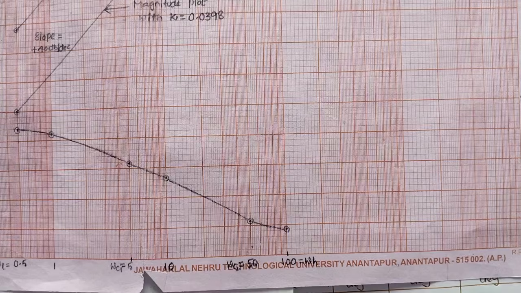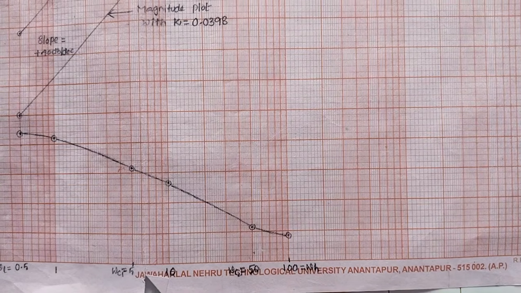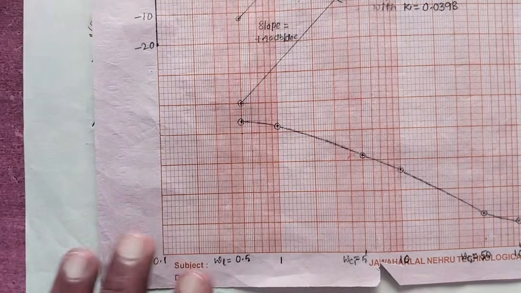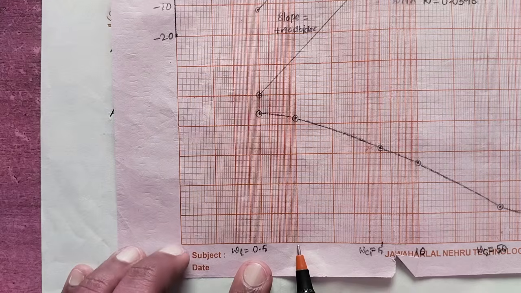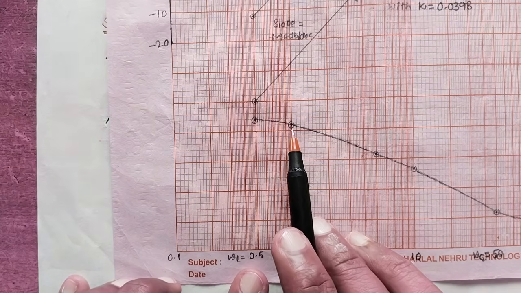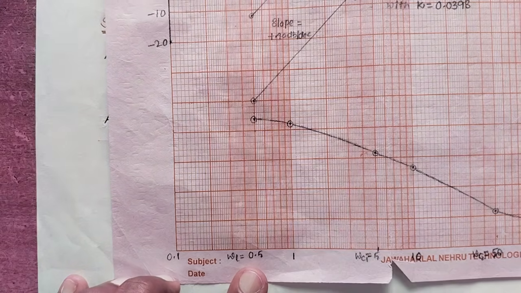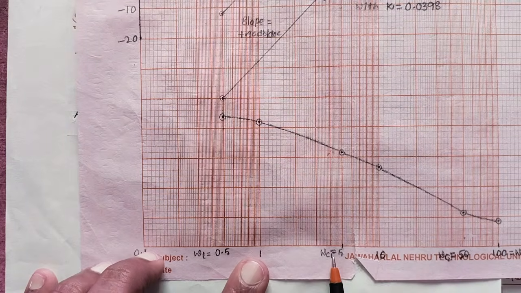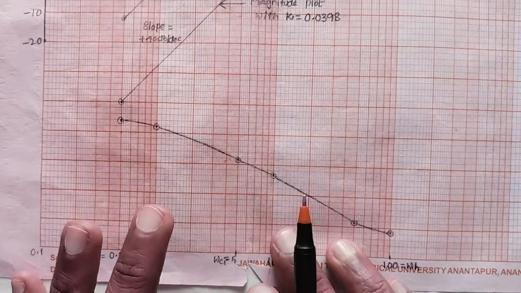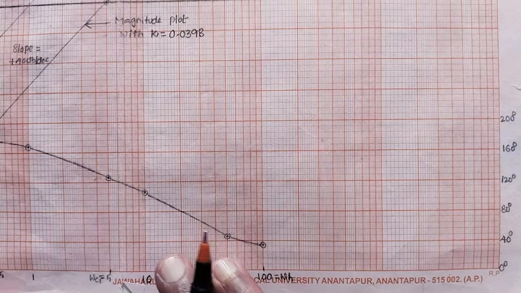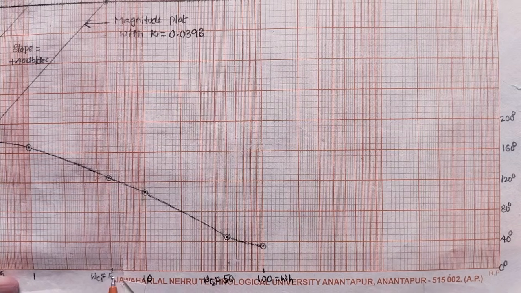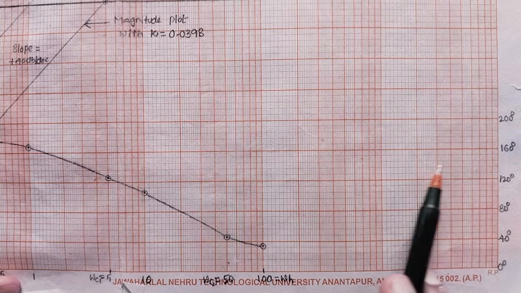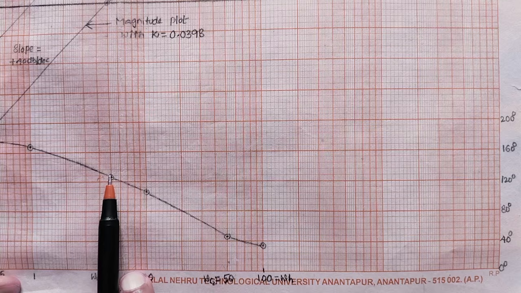At omega equal to 1 radians per second, the phase angle is 168. At omega equal to 5 radians per second, which is omega C1, the phase angle is 130.